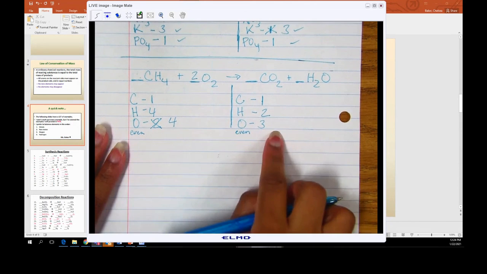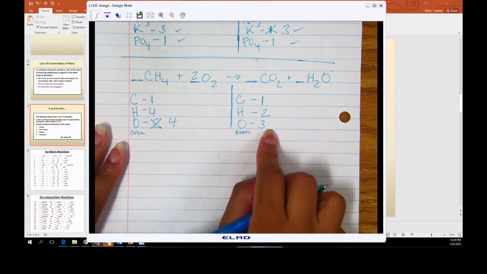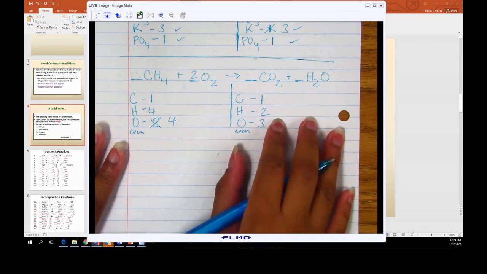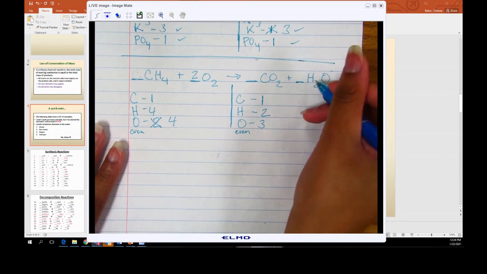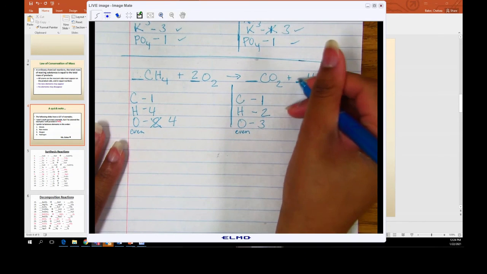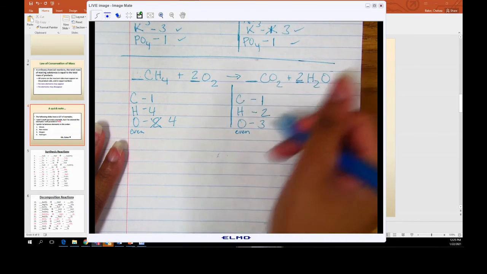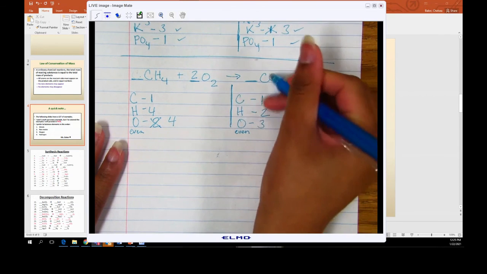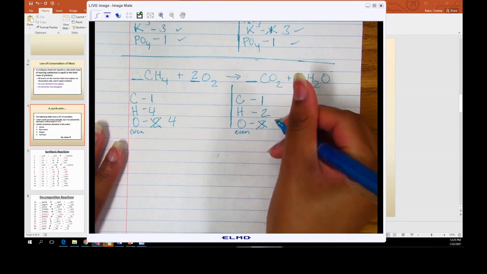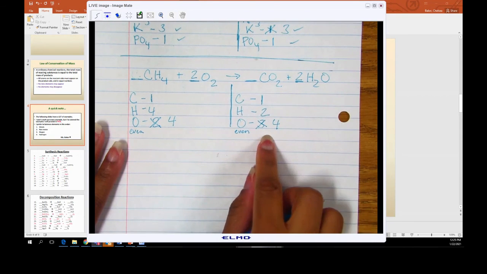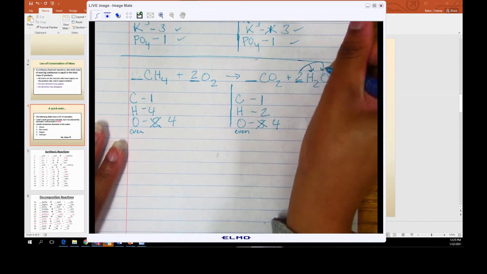I'm going to go back over to my product side, and I'm going to put a, not subscript. Can't add subscripts, right? We don't do that when we're balancing. I'm going to add a coefficient rather in front of my water. The reason I'm going to put it in front of my water, and I'm going to make it 2, is because I want this to be an even number. There's already 2 oxygens here, and if I make this an even number, I can have a total of 4 oxygens. 2 here, and then this 2 is affecting the hydrogen and the oxygen.